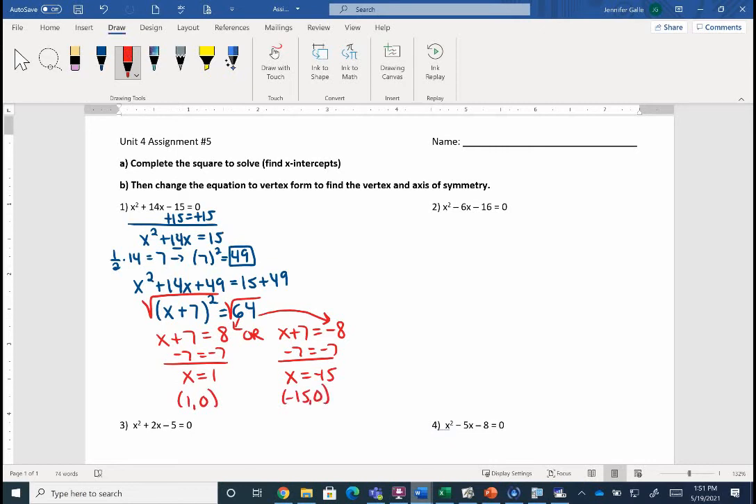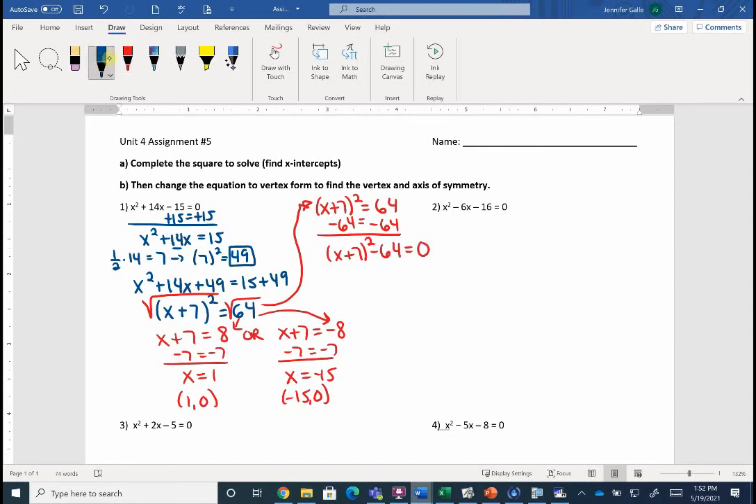Now, speaking of graphing, our next task then, we would want to take our equation and find our vertex and axis of symmetry. I'm going to rewrite the equation up here from when we completed the square. And then to get our vertex form, we just need to move the 64 back over to the left side. So to move a positive 64, I'm going to subtract it back over. We will have x plus 7, quantity squared, minus 64 equals 0.